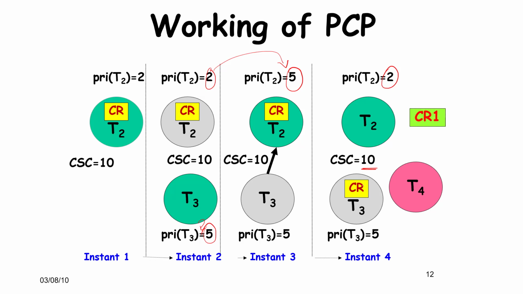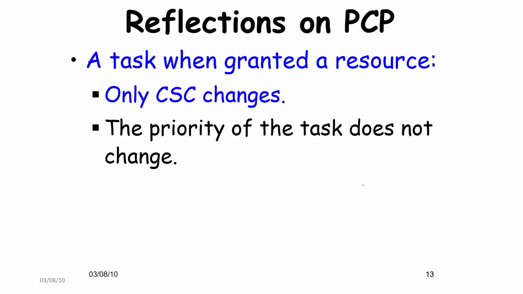And now assume there is T4, which wants to access resource CR1. So T4's priority is not great. It's less than 10, it's 8. So technically speaking, it has a high priority, but it will not be able to access it because this is less than the current system ceiling, right? So this is something new. This is something which is different.